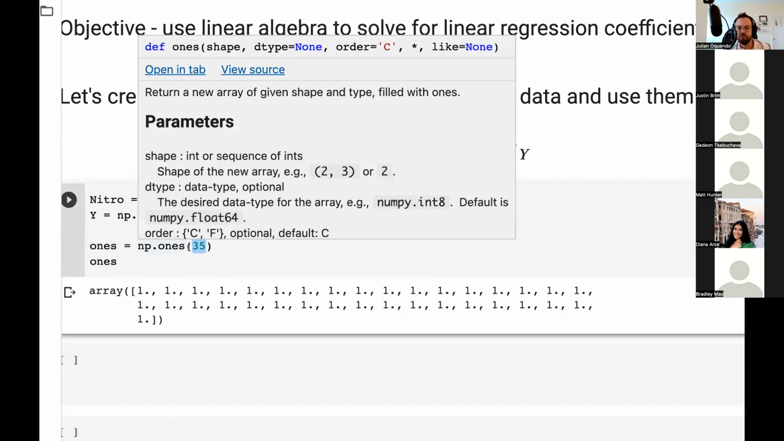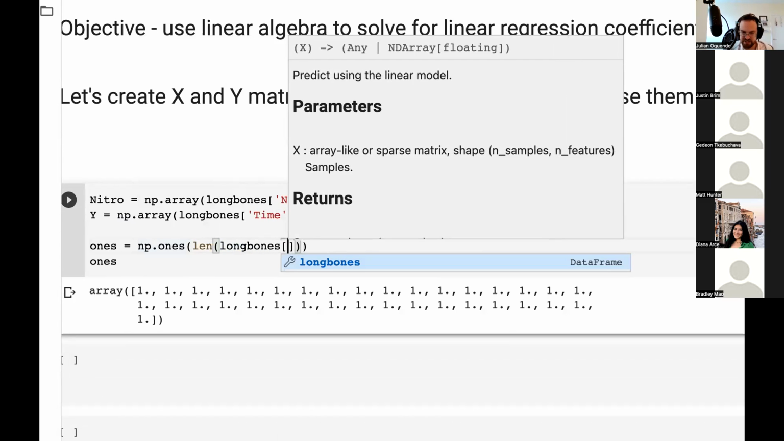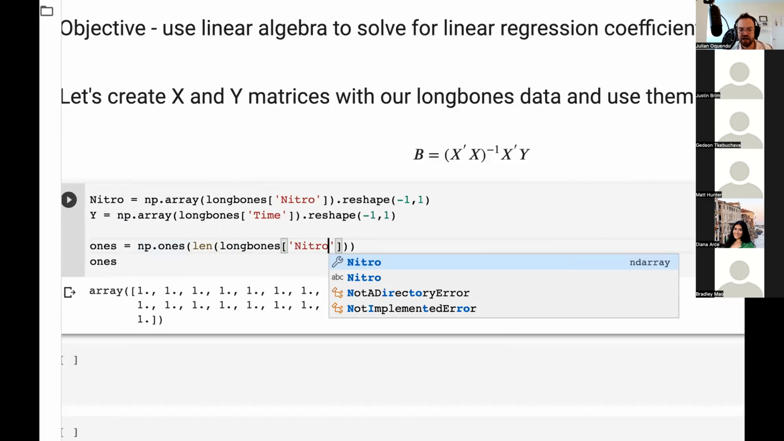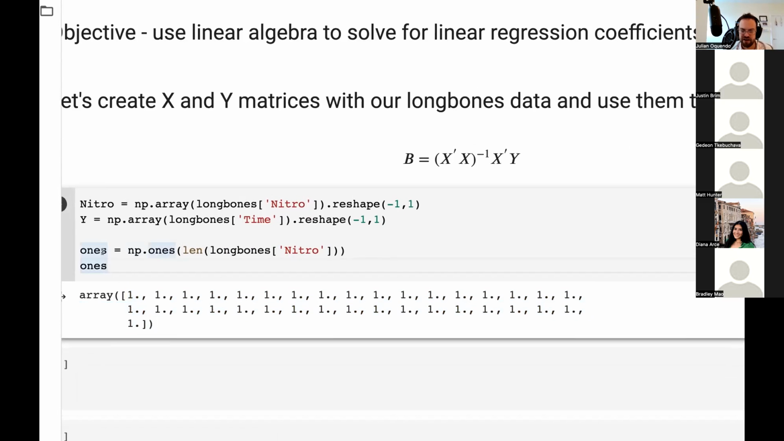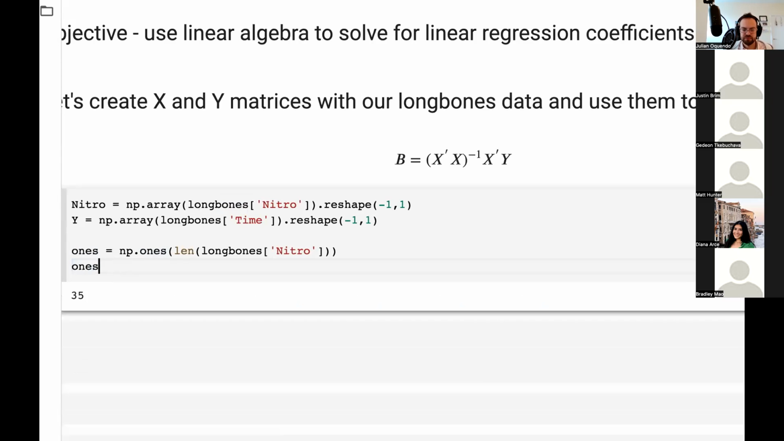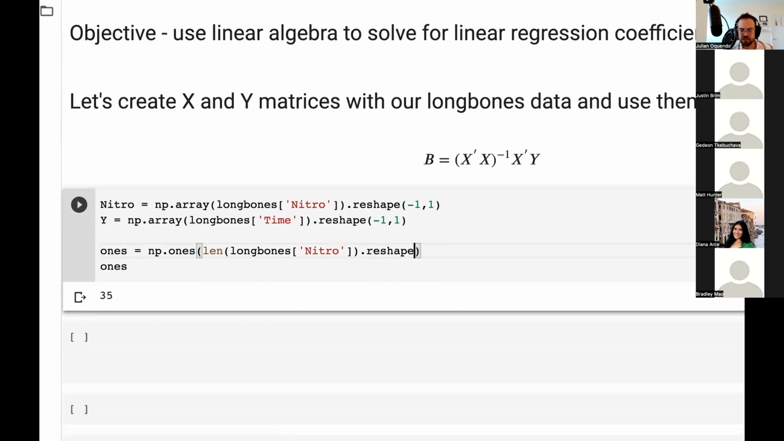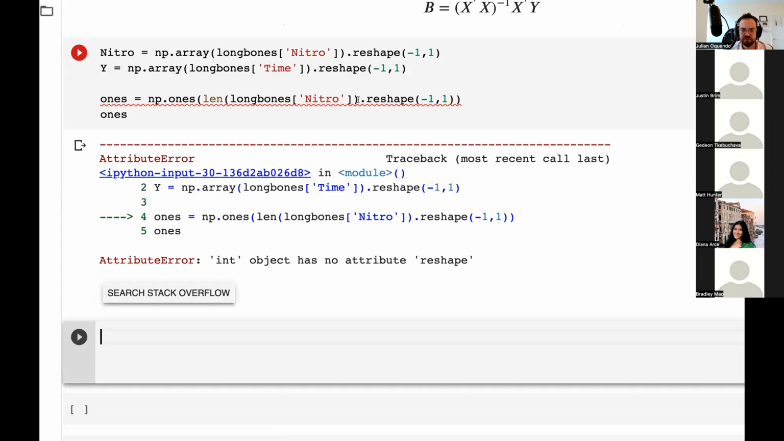Let's make this a little more complex and make sure that we fit to the size of how many rows exist in Longbones nitro. You'll see that this is still 35 values. If you need to confirm that, the len of ones is 35. Now, these ones will also need to be structured in a vertical format, so you reshape the value.